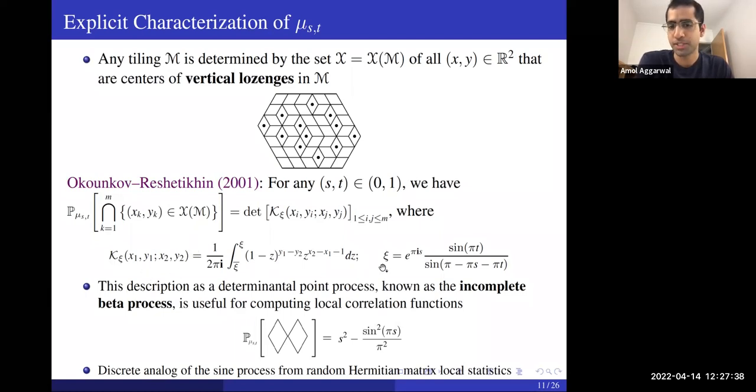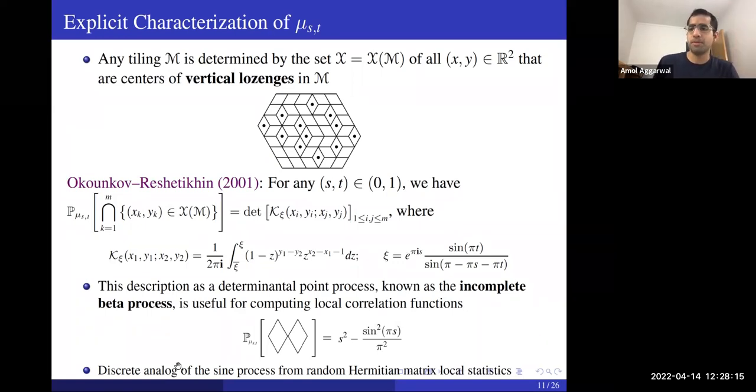explicit integral, which looks like a beta integral, except it's cut off. The integral is not covering the full line, but only part of it, which is why this is sometimes called the incomplete beta kernel. And this C here is some explicit function of S and T. So in particular, each entry of this matrix is explicit. Therefore, if I wanted to ask what's the probability that (0, 0) and (1, 1) are centers of vertical tiles, I could just compute a two-by-two determinant and get the answer.